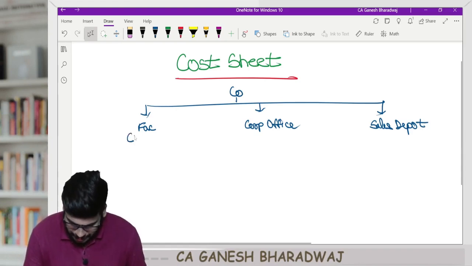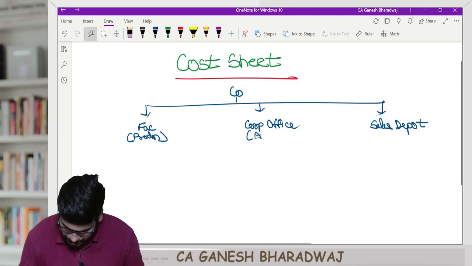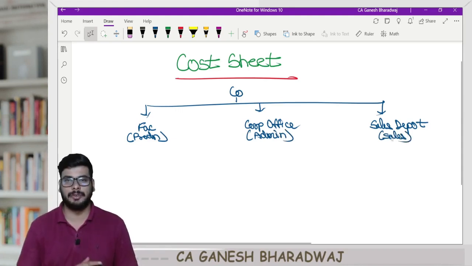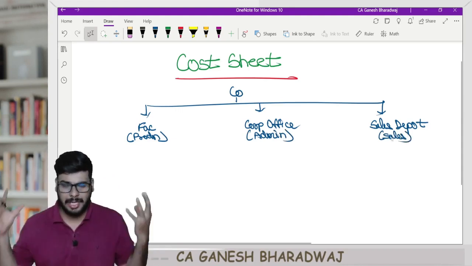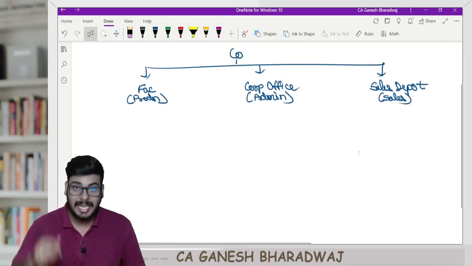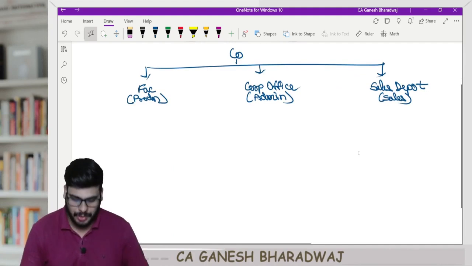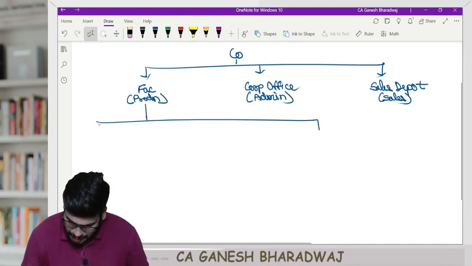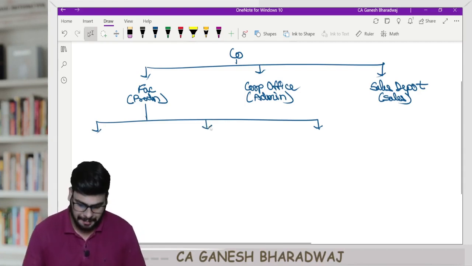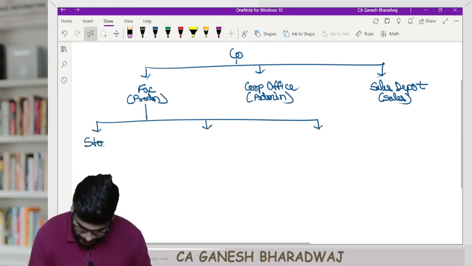So in a factory, production activity happens, in a corporate office, administration activity happens, and in a sales depot, the sales activity happens. Clear with this? Broadly, there will be three locations for any company. Now, let us zoom in on a factory. In a factory, there will be three locations. What are the three locations in a factory? One is called stores.